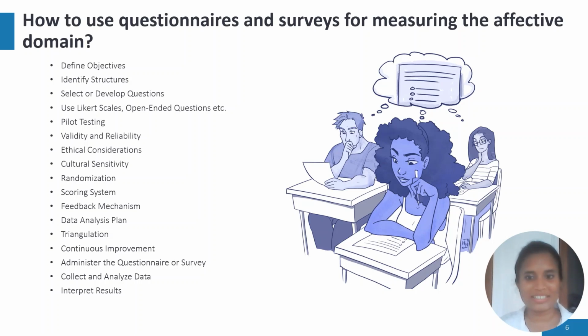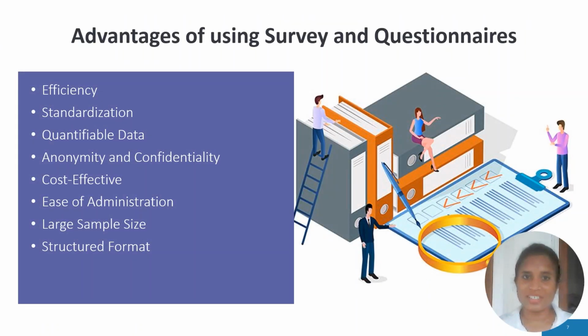And also there is a thing as triangulation. Triangulation can be used with surveys and questionnaires, that is, using other observation methods with the survey and questionnaire, or other related methods for analyzing data. So it is also important in terms of advantages and also in how to use surveys and questionnaires.